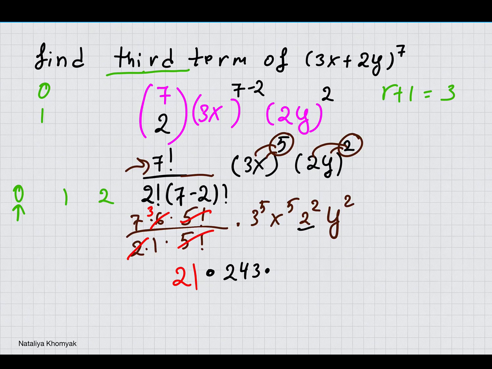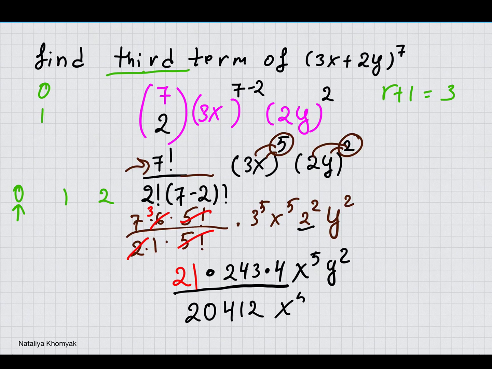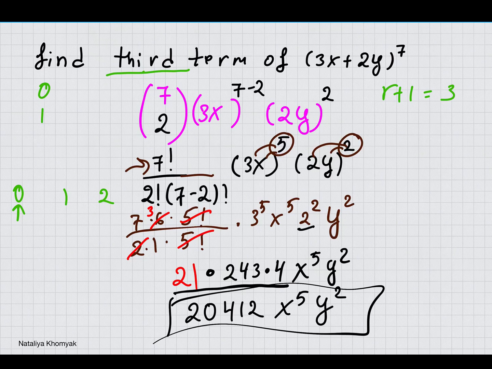243 times 2 to the second, which is 4, x to the 5, y squared. 21 times 243 times 4 will be 20,412 x to the 5 y squared. This is our solution. That's all.